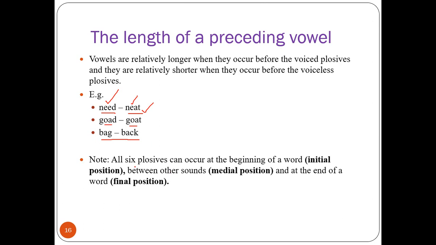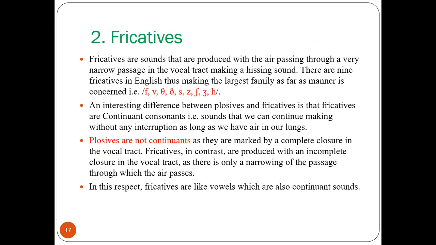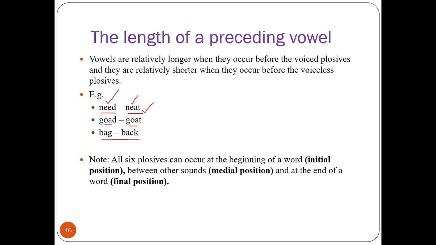So all six plosives can occur at the beginning of a word, between other sounds in the medial position, and in the terminal or final position. This is also another feature as far as the structure of the syllable is concerned. Now move on to the second one, but before that I think I should cover this in the next part of the lecture. Okay, thank you.